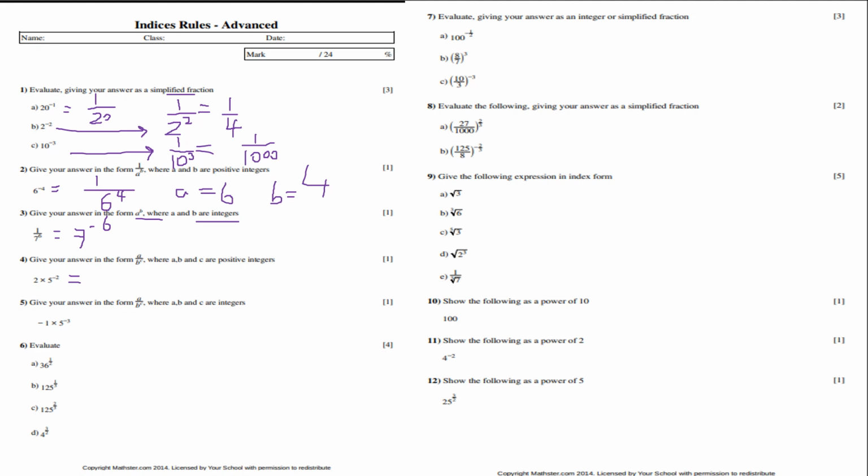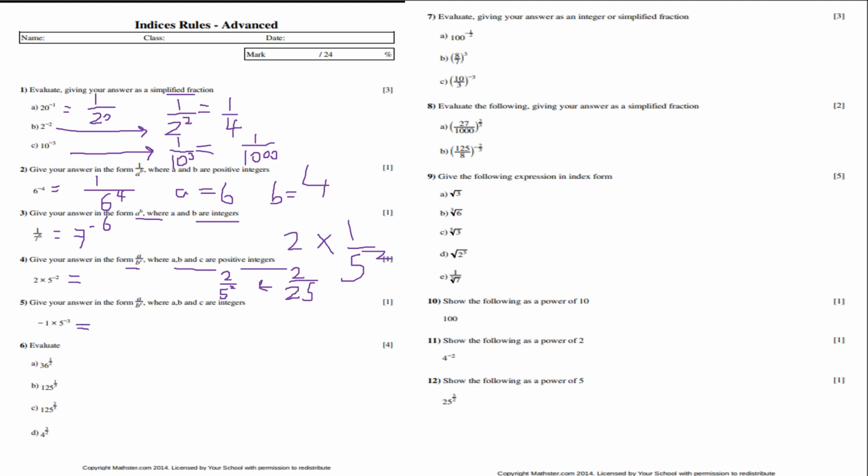Question number 4, give your answer in the form of a fraction a over b to the c, where a, b, and c are integers. So I've got 2 times 5 to the minus 2. Well, 5 to the minus 2 just means 1 over 5 squared. So I've got 2 lots of 1/25th. So the final answer will be 2/25ths. But it wants the answer in the form of this, so the answer will be 2 over 5 squared, where in this case a is equal to 2, b equals 5, and c equals 2.